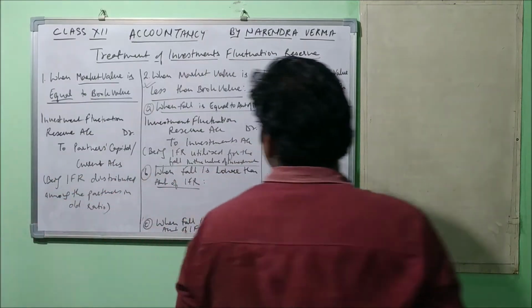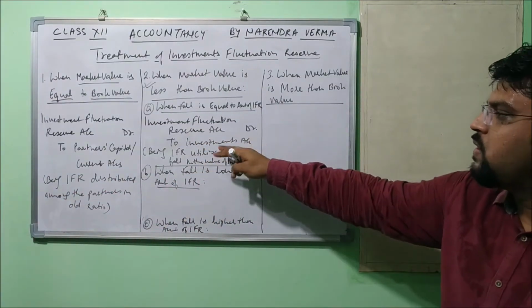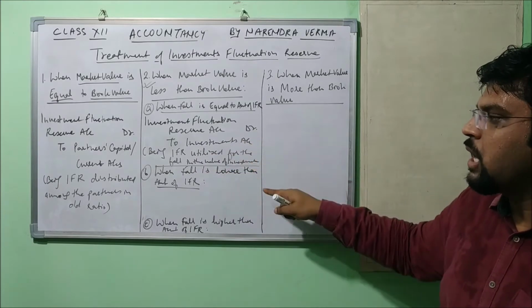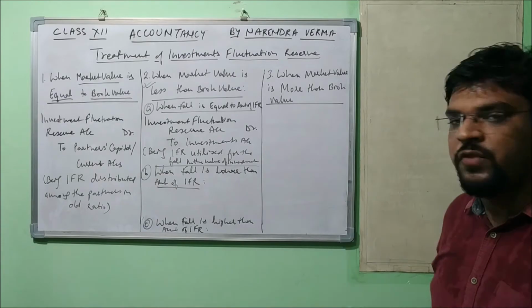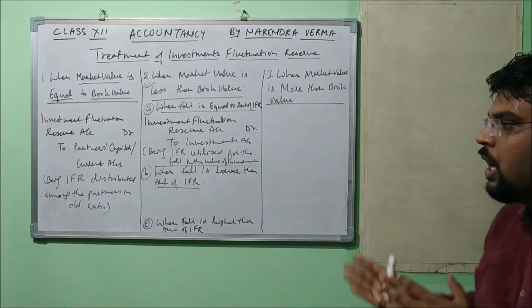Okay. So the entry is investment fluctuation reserve account debit to investment account being IFR utilized for the fall in the value of investment, because that was the only purpose.